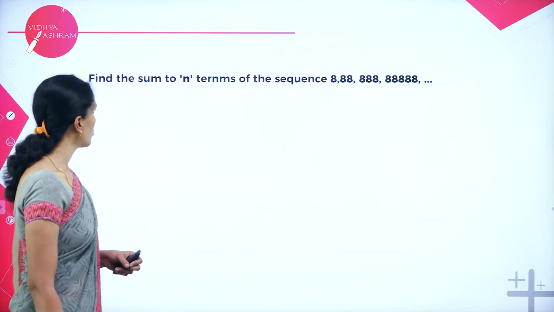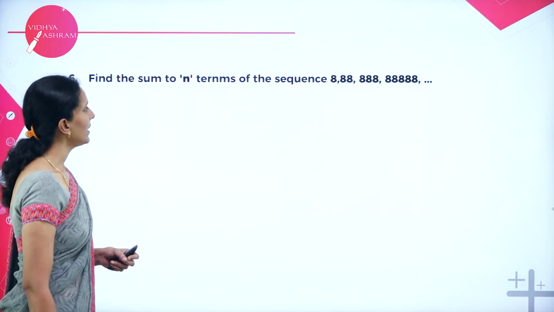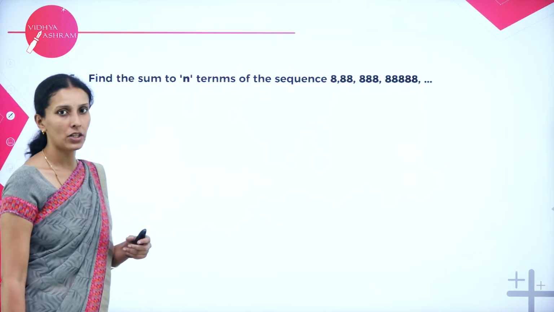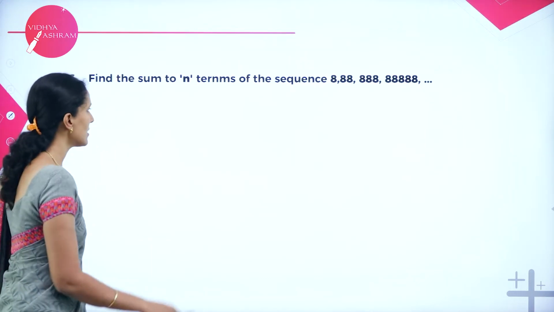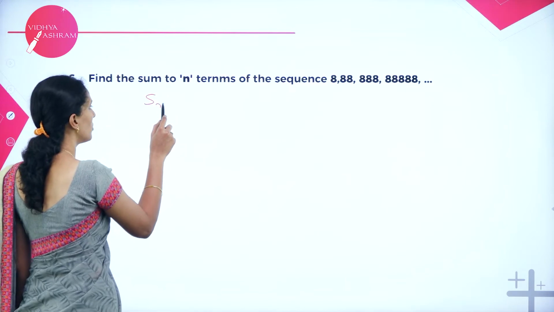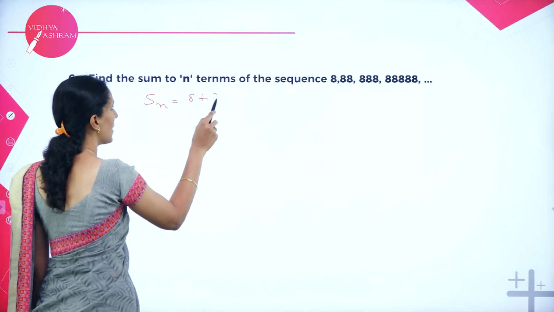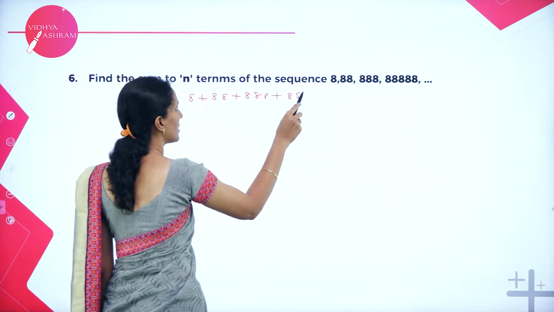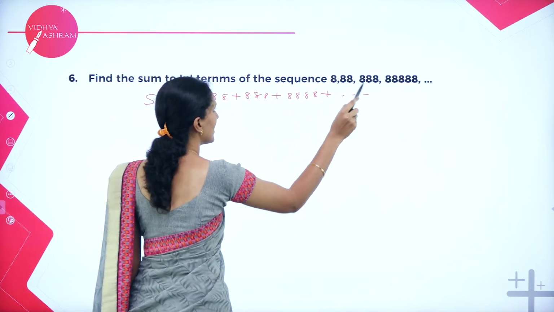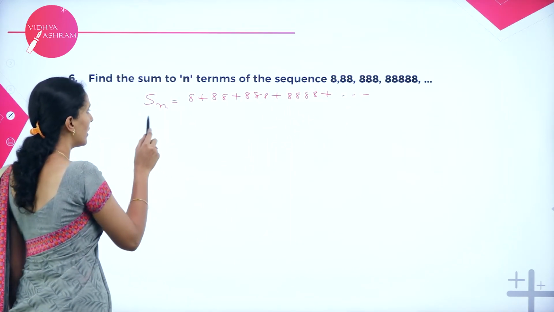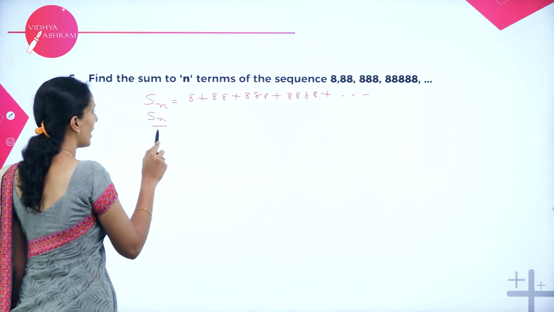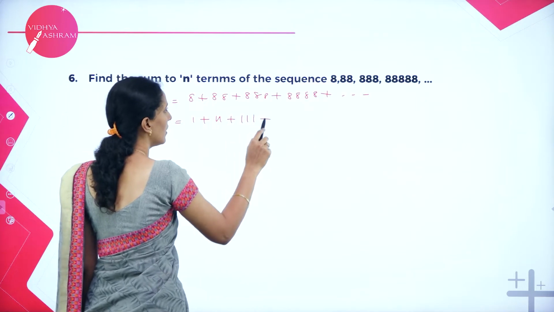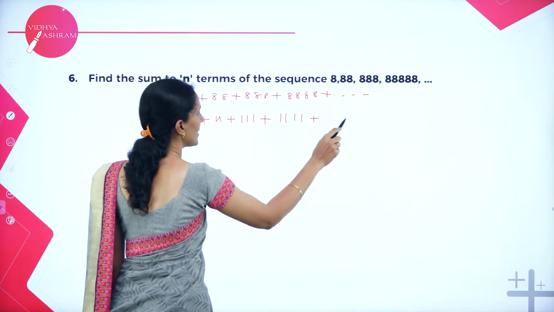Next I have a question. Find the sum to n terms of the sequence 8, 88, 888, 8888, etc. So we need to find the summation. Let's take 8 plus 88 plus 888 plus 8888 plus etc. until n terms. Divide the equation by 8. I'll get 1 plus 11 plus 111 plus 1111 plus etc.